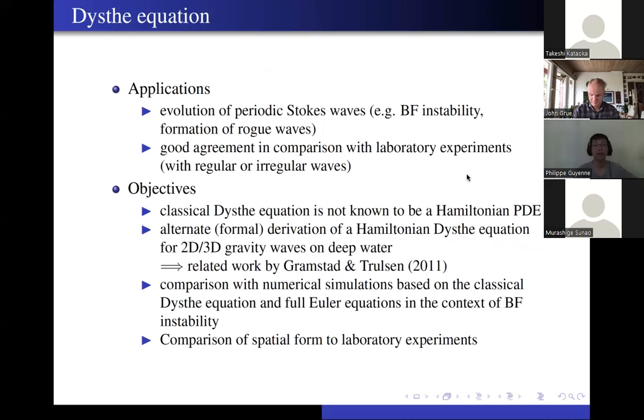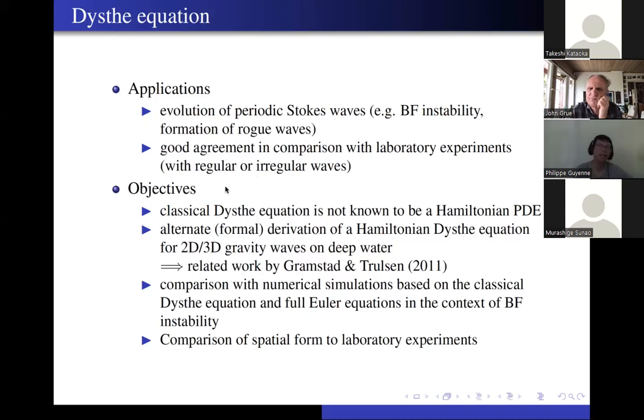All right, so we're going to look at the Dysthe equation, and again the problem is about the long time evolution of periodic Stokes waves and related phenomena like the Benjamin-Feir instability. In general, some good agreement has been obtained in comparison to lab experiments. Strangely, unlike the NLS equation, the Dysthe equation is not known to be a Hamiltonian PDE. And so a goal of this work is to fix that. So we would like to propose a Hamiltonian Dysthe equation for 2D and 3D gravity waves on deep water.